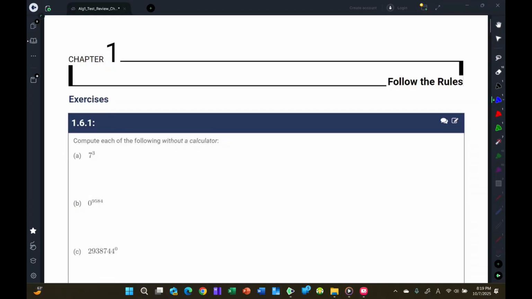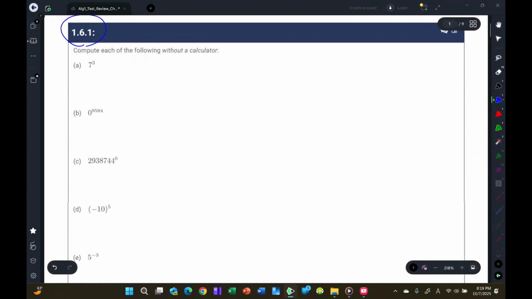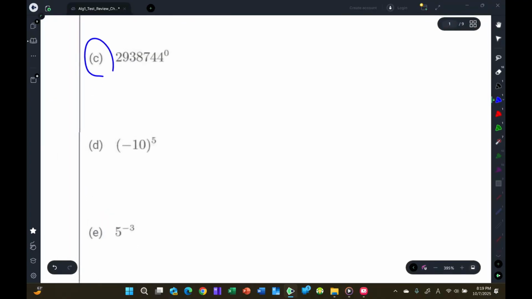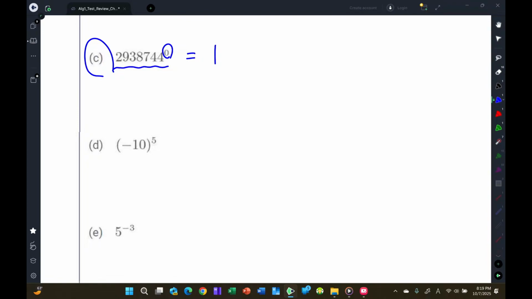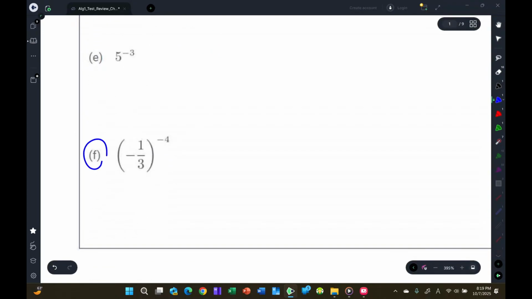So the first one is 1.6.1, first page in the review material, by the way, and I'm going to go over C. Anything, no matter how big, to the power of 0 is not 0, by the way. It's 1, right? And I'm going to move on to F.